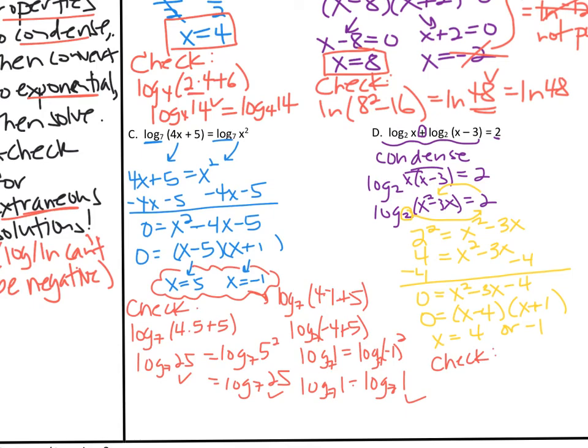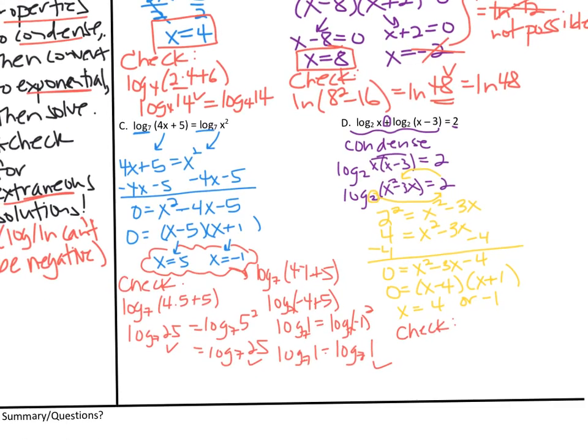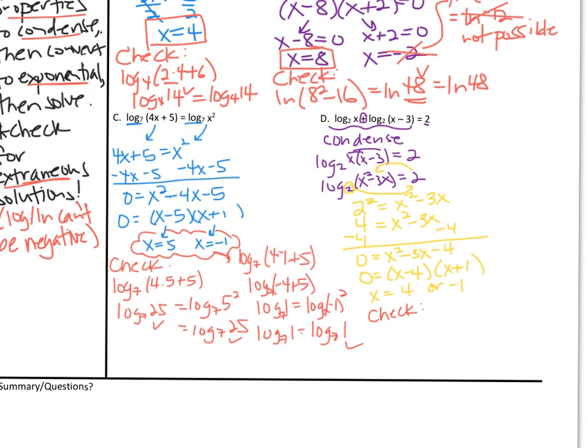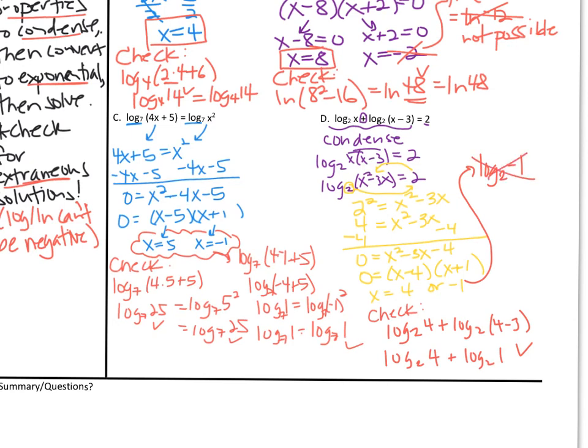I'm going to give myself a little bit more room here to make that happen. Zoom this out just a little bit. If we plug in 4 first, we would have log base 2 of 4 plus log base 2 of 4 minus 3, which is 1. So log base 2 of 4 plus log base 2 of 1. Those are both positive. That checks. If we try negative 1, however, watch what happens. We would right away have log base 2 of negative 1. And that we can't evaluate. That means negative 1 is extraneous and 4 is our only solution.